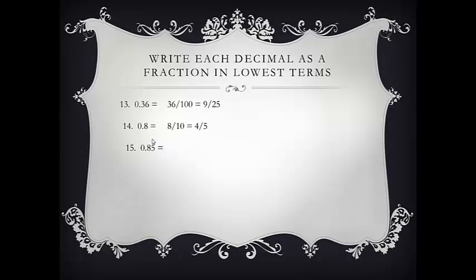Number 15, 85 hundredths. Writing what I say, 85 hundredths, so I get 85 over 100, and I can divide both of those by 5, and I get 17 20ths.